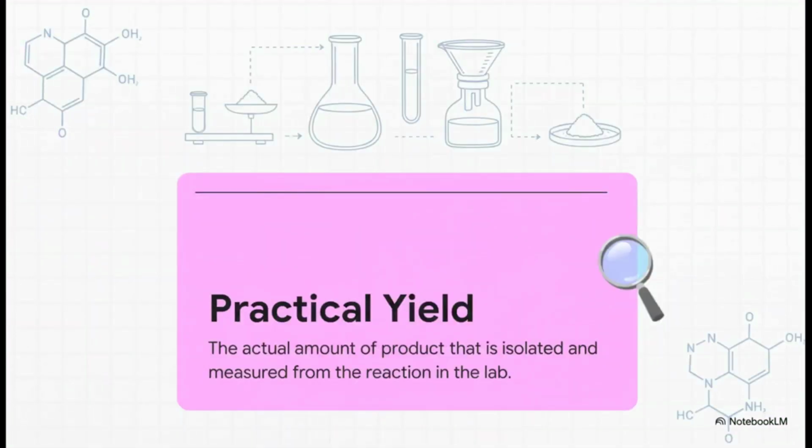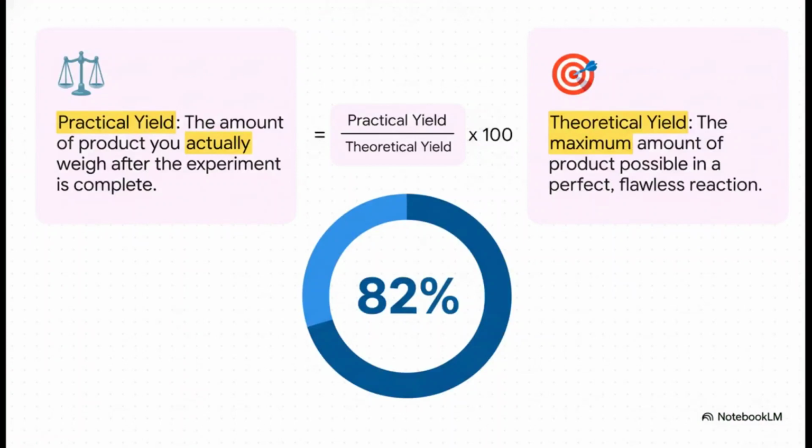But, of course, the real world is messy. The practical yield is the reality check. It's the actual amount of stuff you have in your flask at the end of the day, what you can actually weigh on a scale after all the filtering and drying is done. And that brings us to our final report card, the percentage yield. You just take what you actually got, the practical yield, and divide it by what you could have gotten in that perfect world, the theoretical yield. Multiply by 100, and there's your score. It tells you exactly how efficient you were.